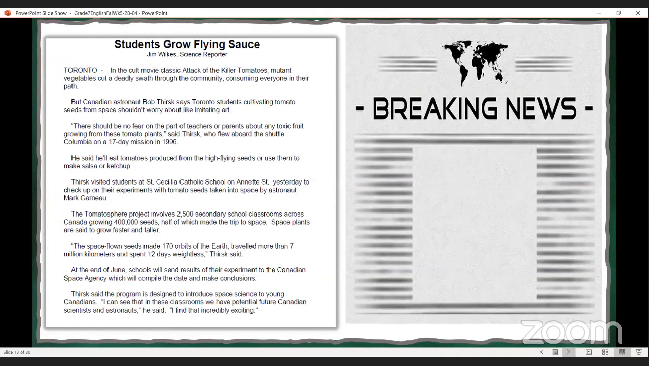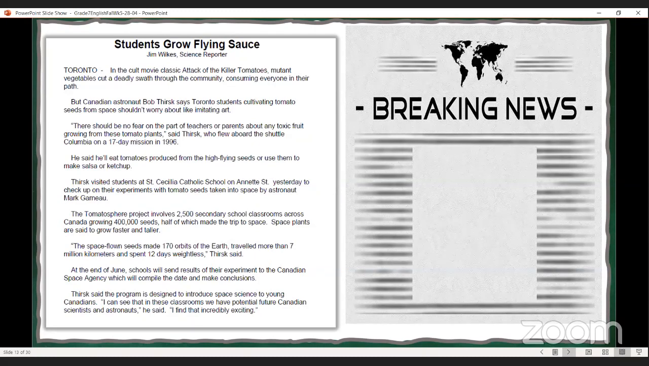Toronto. In the cult movie classic Attack of the Killer Tomatoes, mutant vegetables cut a deadly swath through the community, consuming everyone in their path. Canadian astronaut Bob Thirsk says Toronto students cultivating tomato seeds from space shouldn't worry about imitating art. There should be no fear on the part of the teachers or parents about any toxic fruit growing from these tomato plants, said Thirsk, who flew aboard the shuttle Columbia on a 17-day mission in 1996. He said he'll eat tomatoes produced from the high-flying seeds or use them to make salsa or ketchup.